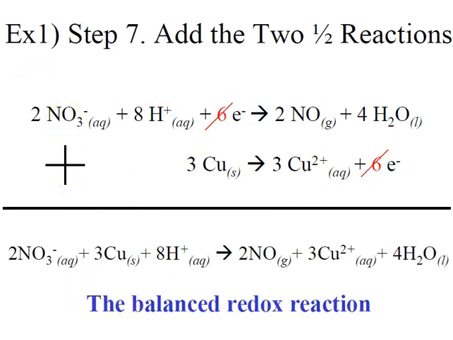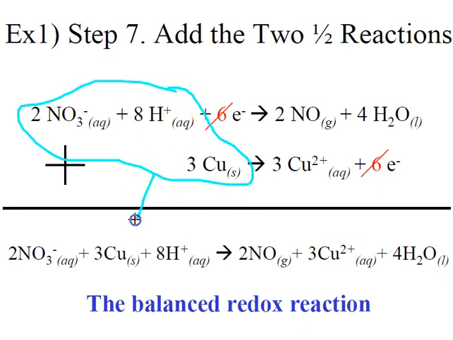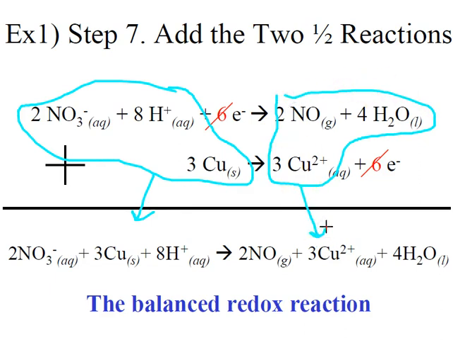Otherwise, we're just putting everything together. So all our reactants are going on the reactant side in any order. It doesn't really matter. And all our products are going on the product side, also in any order. That doesn't really matter. And we just want to double check that everything balances in the end. And this would be our balanced redox reaction.